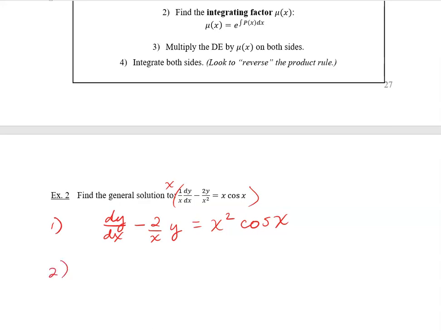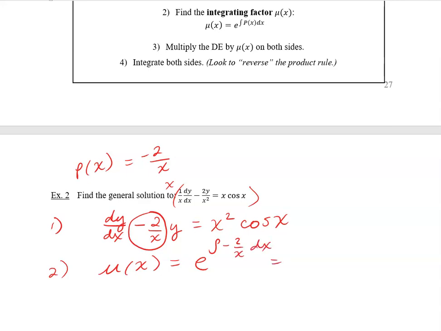So the integrating factor, mu of x, or just mu if you want, is equal to e to the integral of p of x. In this case, I hope we see p of x is negative 2 over x. That's the function in front of the y. So I'm going to do e to the integral of negative 2 over x dx. The negative 2 can move to the front because that's a constant multiple. So I just have 1 over x dx, which is the natural log.